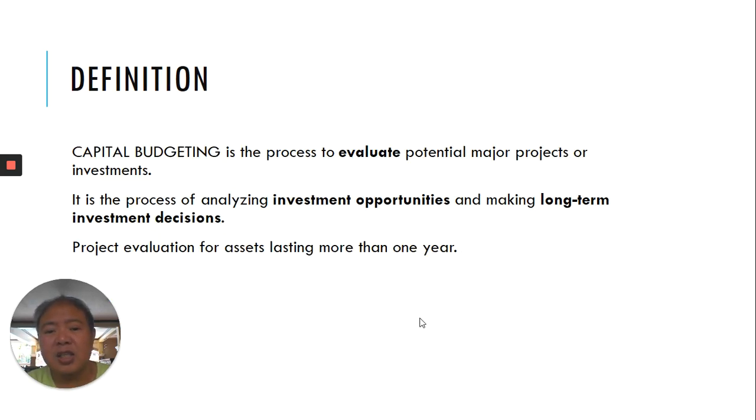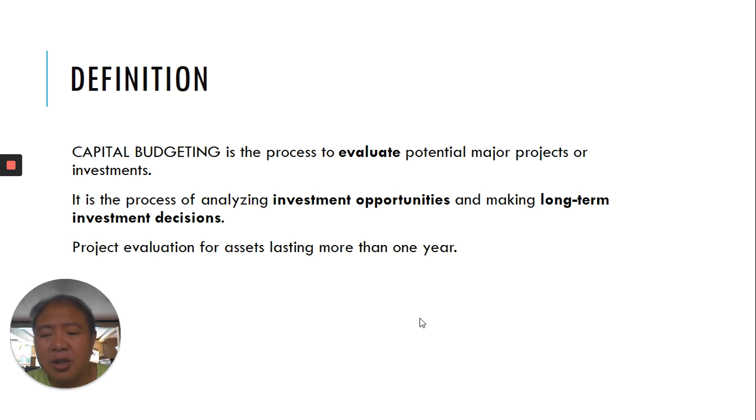Capital budgeting is a process to evaluate potential major projects or investments. I'd like to emphasize here that it is a tool for businesses to evaluate potential major projects. So two words there: evaluate, then major projects or investments. Meaning capital budgeting is a tool that you use to evaluate major projects or investments.